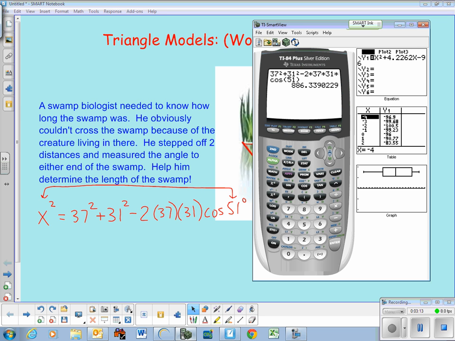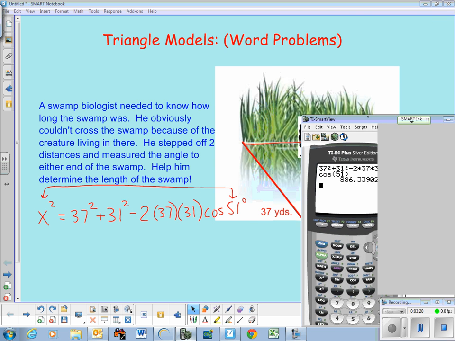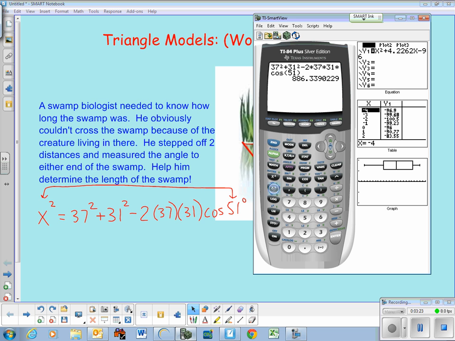All right, this would be a common mistake to leave this as your answer. That's not reasonable if you look at your picture. There's no way that that's 886. Forgetting to square root, common mistake. My point in this is always check the validity. Are your answers somewhat reasonable? Not all pictures are drawn to scale, but you should have some red flags if you get an answer like 886, and we were just dealing with numbers like 37 and 31. All right, so we'll call it 29.8 yards, and that is a reasonable number.